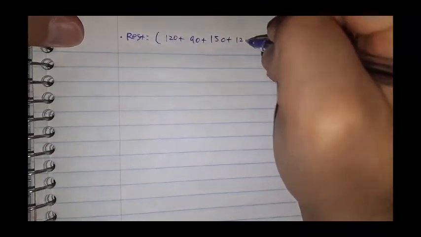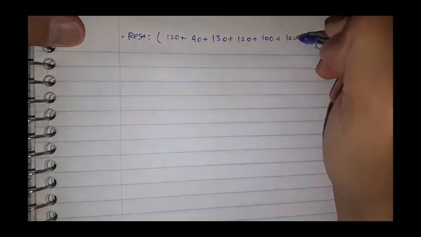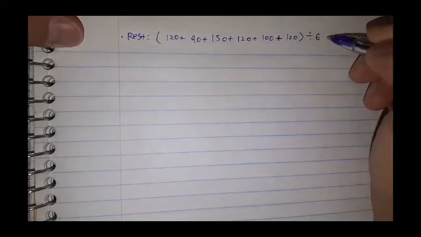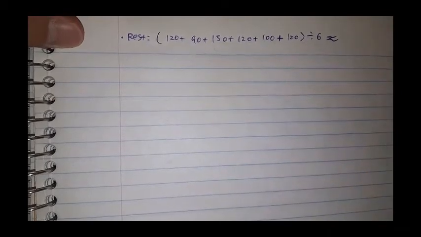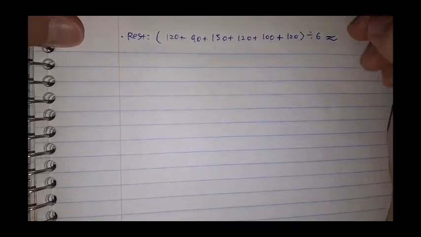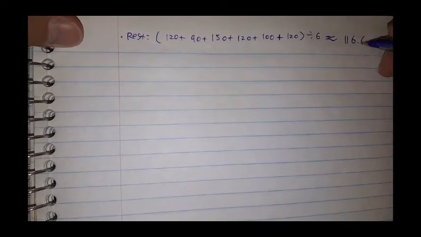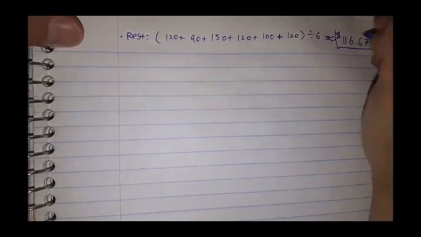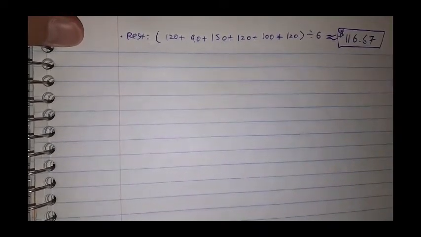Restaurant amount. Let's see. The restaurant amount had the first month 120, 90, 150, 120, 100, 120, then divided by 6. That gives you roughly $116.67. That's the amount that you use for a restaurant, which I believe you can ease up the money a little bit.